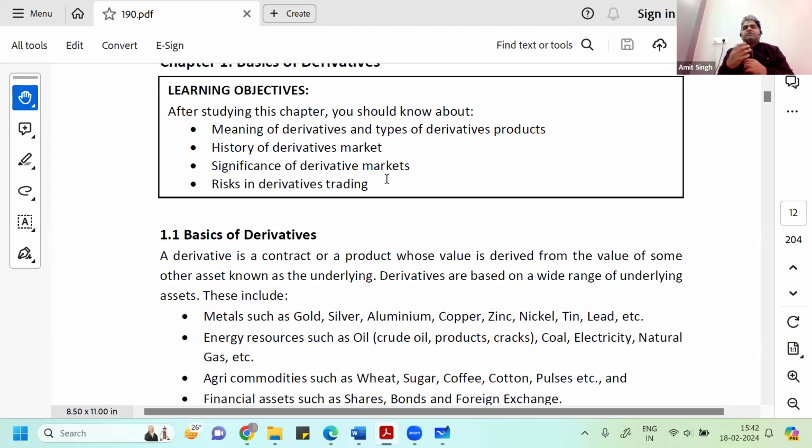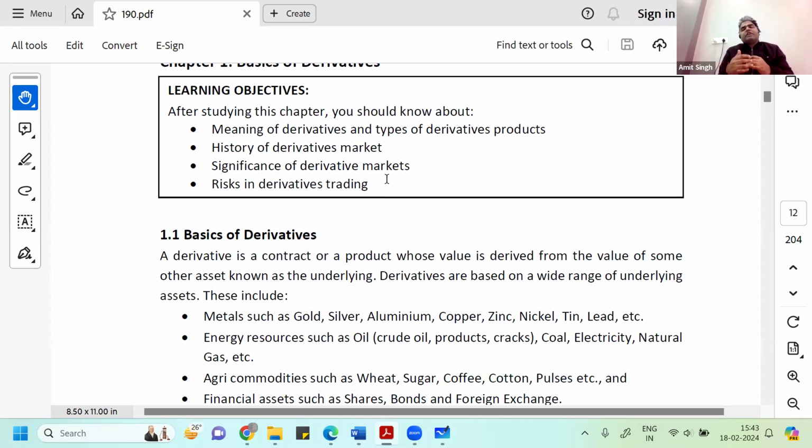First things first, let's talk about what derivatives are. In Hindi, we call derivatives Vaida Bazaar. So what are derivatives? Derivatives are a financial agreement. Derivatives are a financial instrument. So what do you do in that financial instrument?